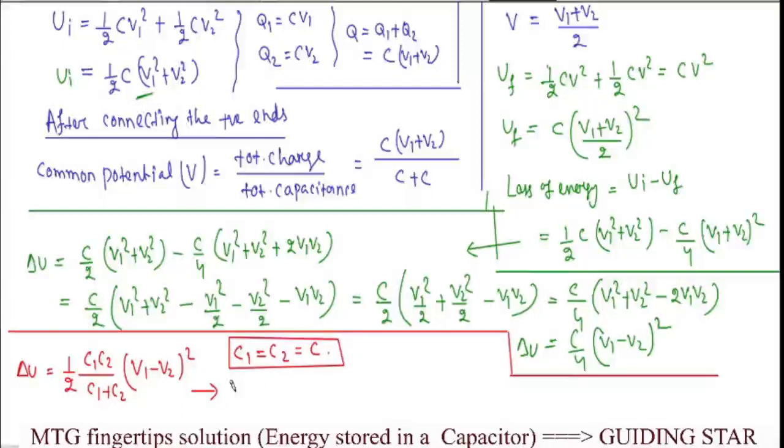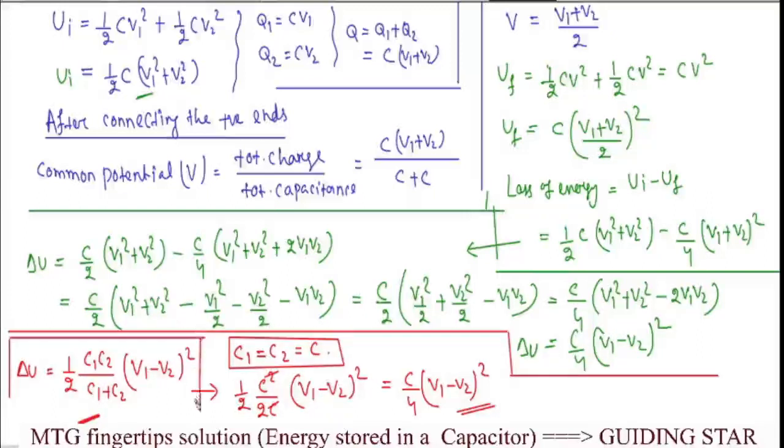If we put these values, we'll get loss of energy equal to half C square divided by 2C into V1 minus V2 whole square, since the initial potentials of the two capacitors are V1 and V2 and remain as they are. One C will get cancelled, so we'll get C by 4 into V1 minus V2 whole square. You can get this directly only if you remember the formula to calculate the loss of energy. If you remember this, you can directly apply the formula there.